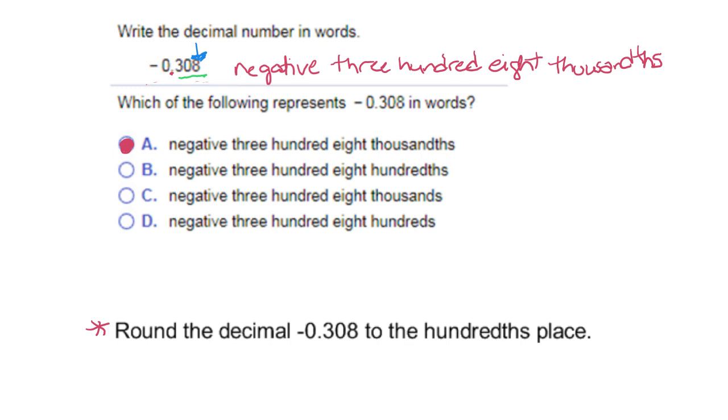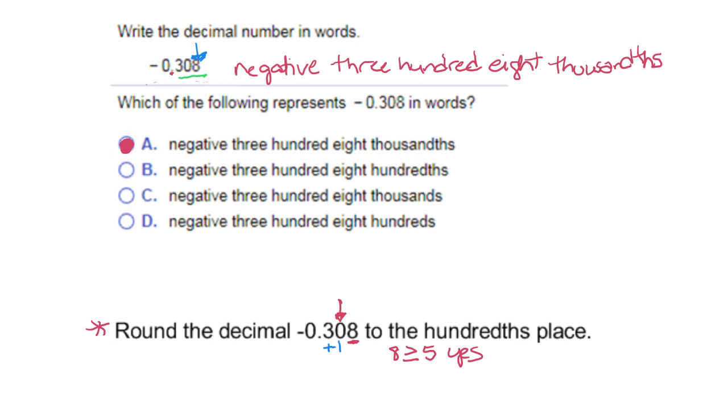Then it says down at the bottom, round the decimal, the very same number we're working with, to the hundredths place. So let's think about our position. The hundredths is exactly where the 0 is. So we want to know if this 0 increases by 1 or if it stays the same. So we look at the number to the right, and we know that 8 is greater than or equal to 5, right? So yes.